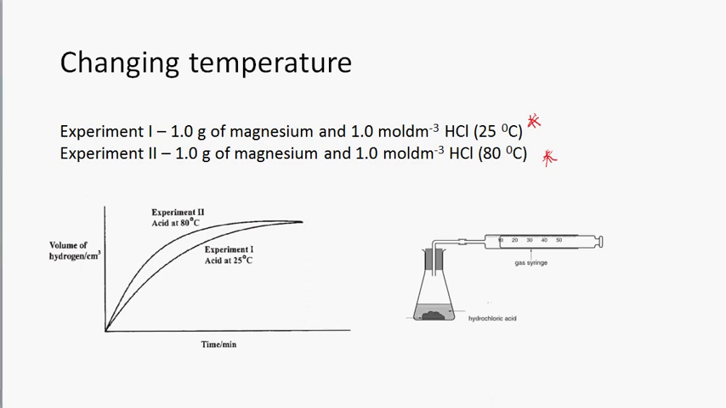Now, graphically, we have the two experiments. So experiment 1 is at 25 degrees. So this graph here represents experiment 1 at 25, and this graph represents experiment 2 at 80 degrees. So we notice that in experiment 2, the curve is steeper at time t equals 0. So therefore, in experiment 2, the reaction rate is faster.